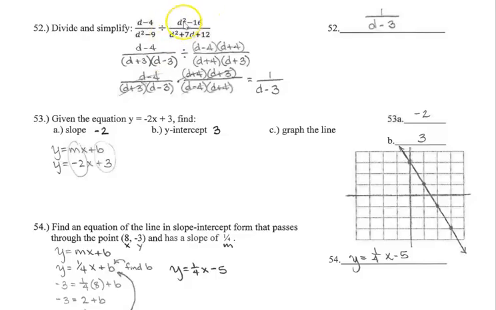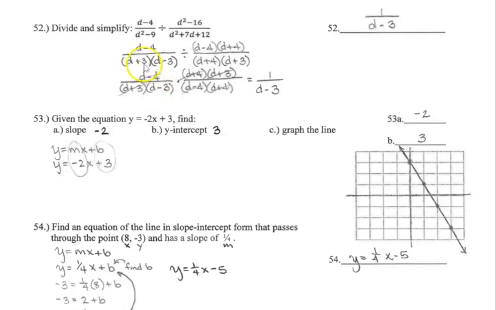Same thing with this d squared minus 16. That's a difference of squares. So that's d plus 4 and d minus 4. And then this guy down here, I would just factor like normal, d plus 4 and d plus 3, because I was looking for something that added to be 7 and multiplied to be 12. Okay, so now that everything's factored, I'm going to keep the first one the same. I'm going to change my division to multiplication, and I'm going to flip my second fraction so that I'm multiplying by the reciprocal. And then I'm going to see what I can cancel.